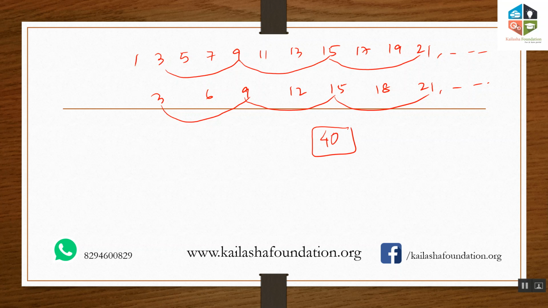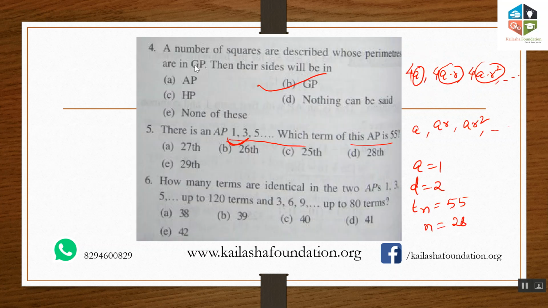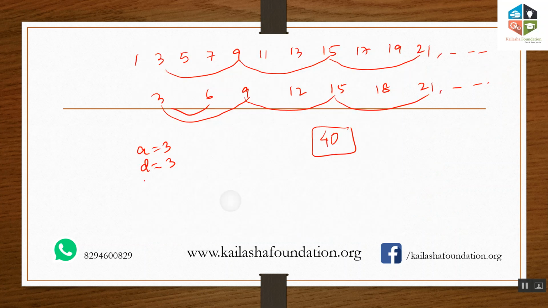of equality. Now we must see what is the last term of this sequence. So 3, 6, 9, 12, 15, 18. These have 80 terms. So what is the 80th term? A is equal to 3. D is equal to 6 minus 3, that is 3. So T80 is A plus 79D, 3 plus 79 into 3, that is 240.